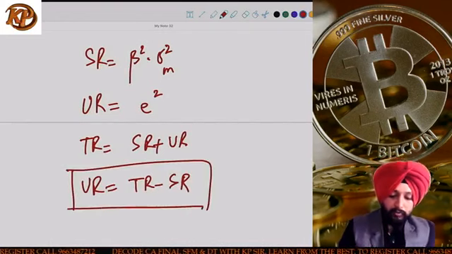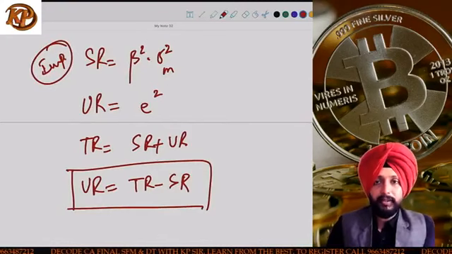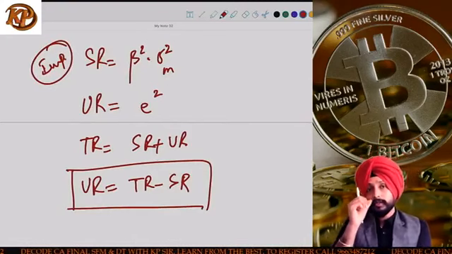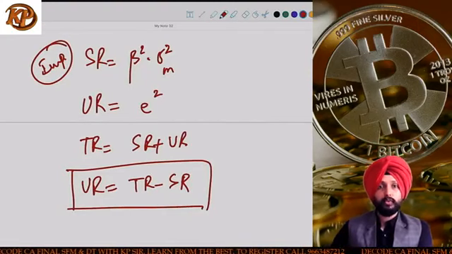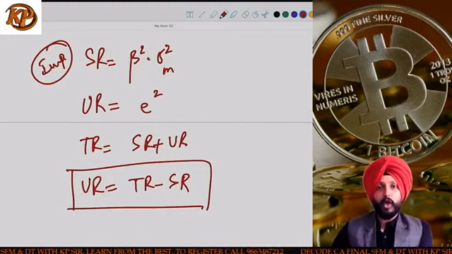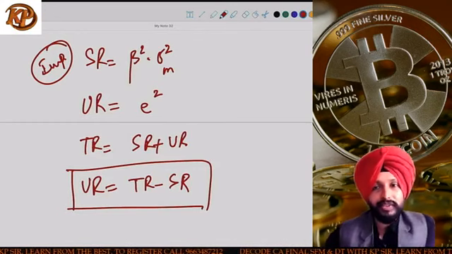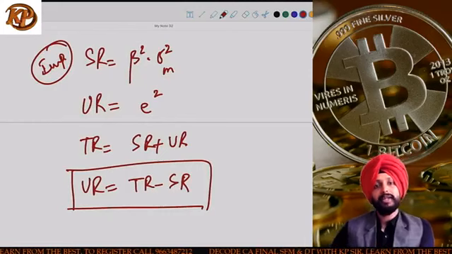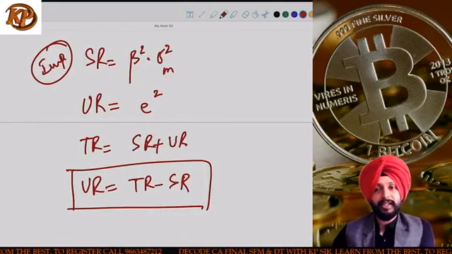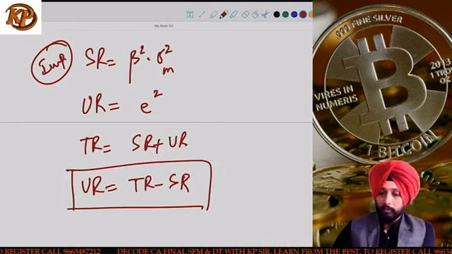Again, this part of the discussion is important, guys. These formulas, don't take them lightly, some can come in the exam. So systematic risk is beta square into sigma square m. Unsystematic risk is E square, that is the error term, and you have to square it. If the error term is not given, then you have to remember that total risk is systematic risk plus unsystematic risk. In that case, unsystematic risk is basically total risk minus systematic risk. That you need to remember.